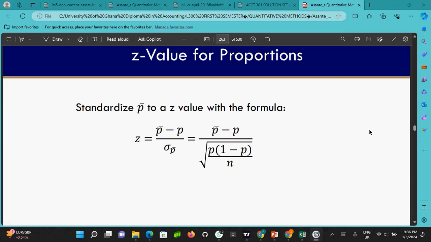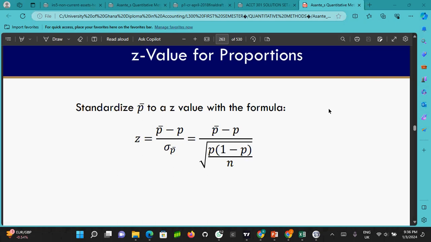Which one? The population proportion, is it not the one you were asking about? Is it the sample mean? Sorry, it is the number of successes over the sample size. Not over the population, over the sample size.